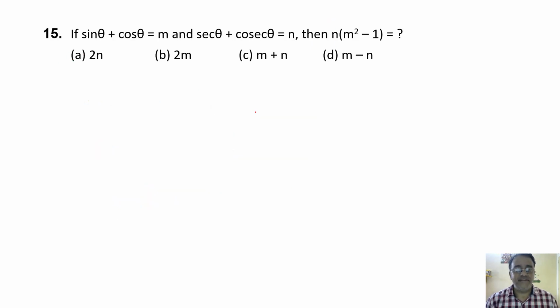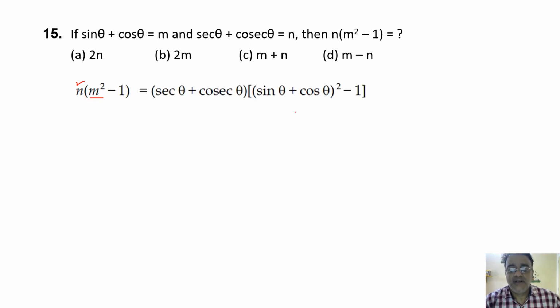Okay. So now 15th question. If sin theta plus cos theta is equal to m and sec theta plus cosec theta is equal to n, then n into m square minus 1 is equal to question mark. So what will we do? First take the expression and substitute in it. Okay, we are going to substitute. So the value of n is sec theta plus cosec theta, and m is sin theta plus cos theta, that we are going to substitute.